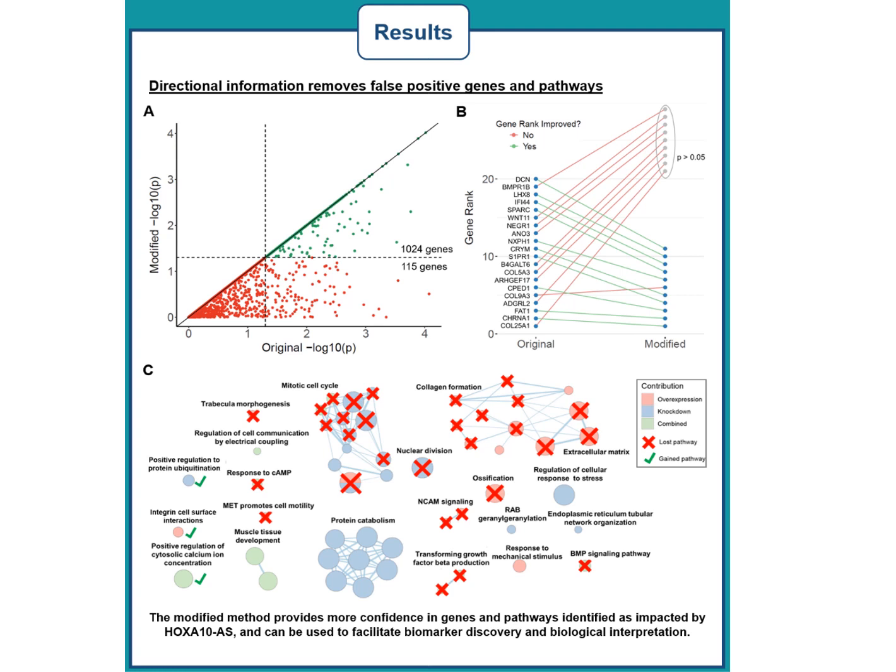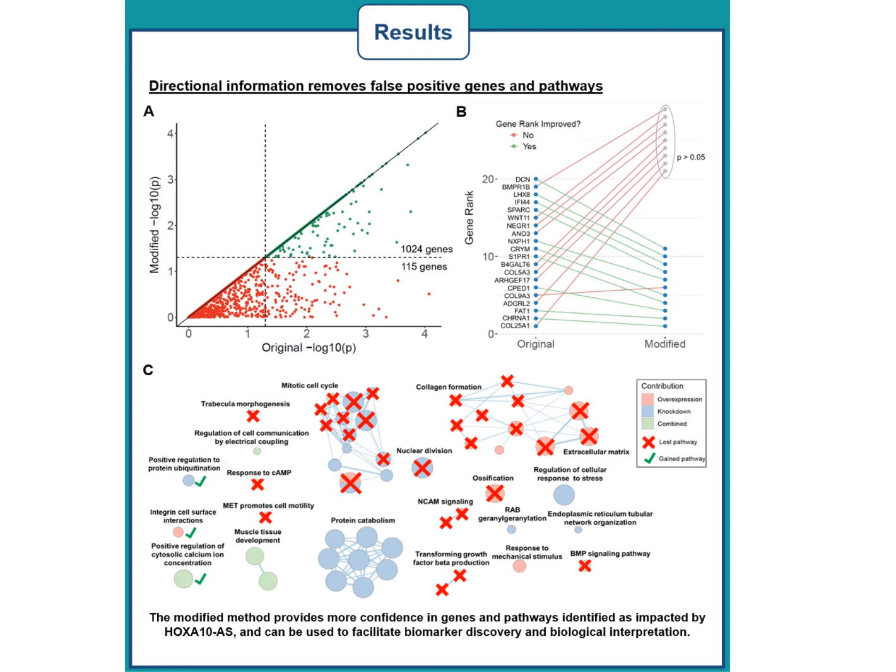We expect genes that are upregulated upon HOXA10-AS knockdown to be downregulated upon HOXA10-AS overexpression. If this is not the case, we penalize those genes that have the same directionality, as these likely arise due to noise or are not influenced by HOXA10-AS.